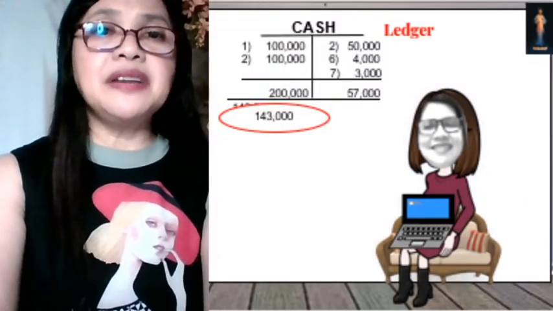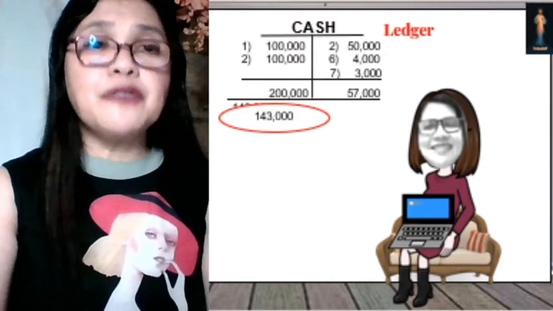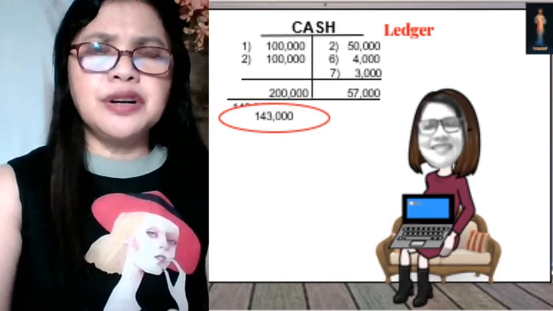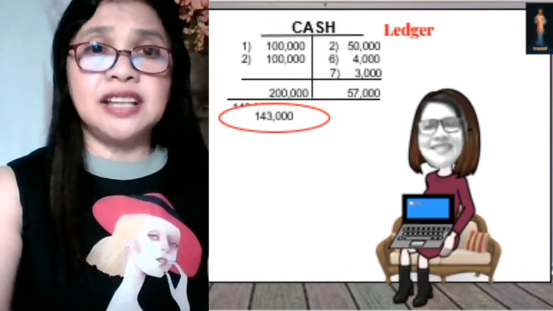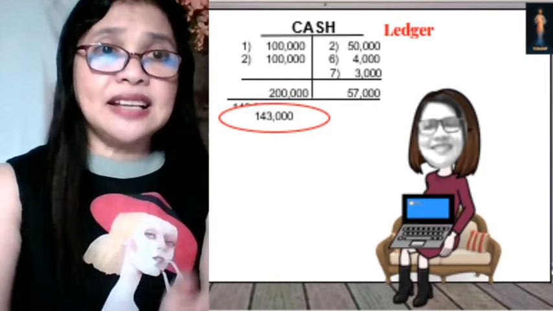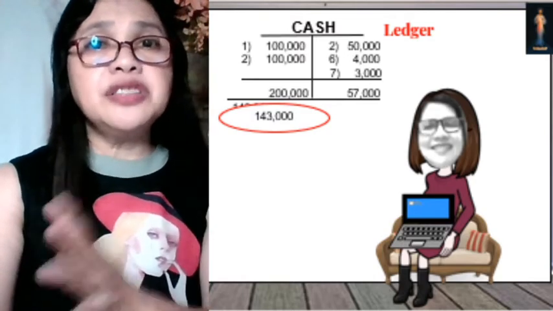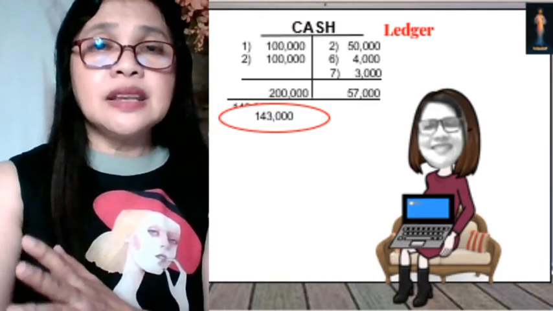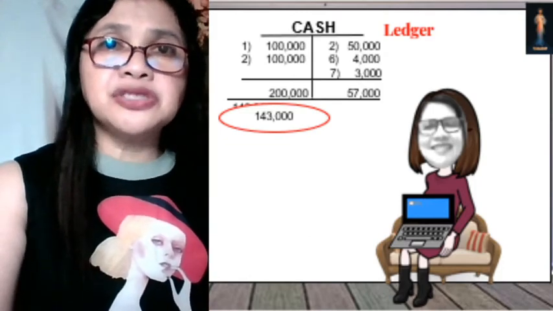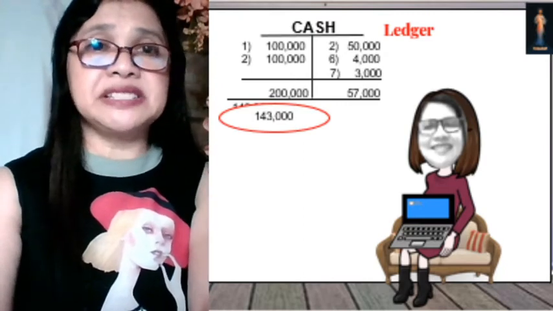Now we'll prepare the ledger. To prepare the ledger, in this case, we will first use the T accounts, for facilitation, for our exercise purpose. Why is it called T? Because it looks like a T. On the left side we use the debit, and on the right side we use the credit side.